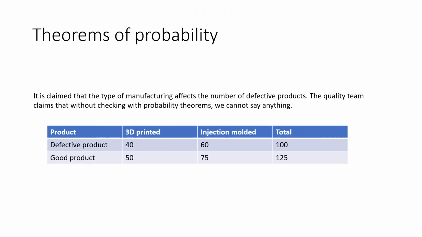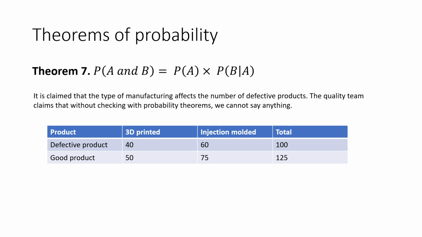Hello everyone. In this recording, I will talk about the last theorem of the probability. The question says that we have a manufacturing process that is either 3D printed or injection molded. These injection molded parts and then 3D printed parts, some of them are defective and some of them are good.